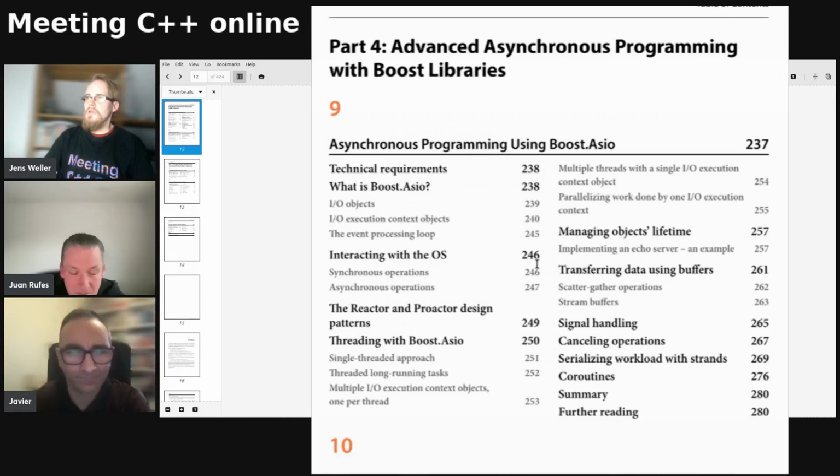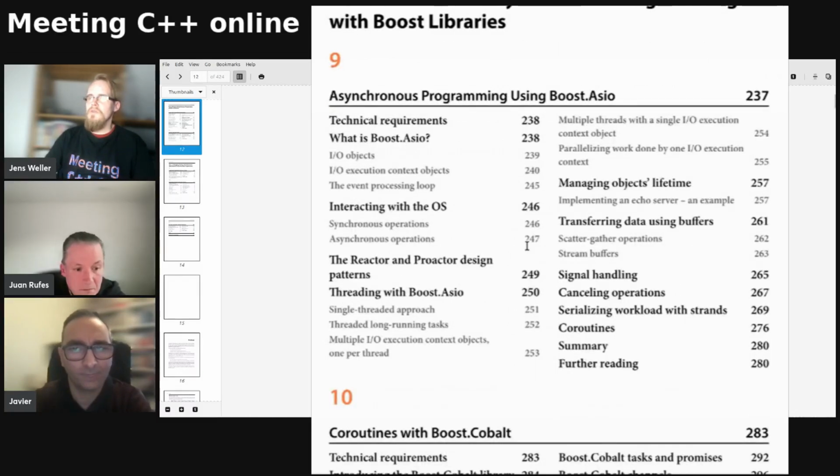Boost.Asio is something I always found interesting, but in all my career I've never really had an actual use case for it, because I do not do server code. I always found it very interesting to listen to folks working with it.